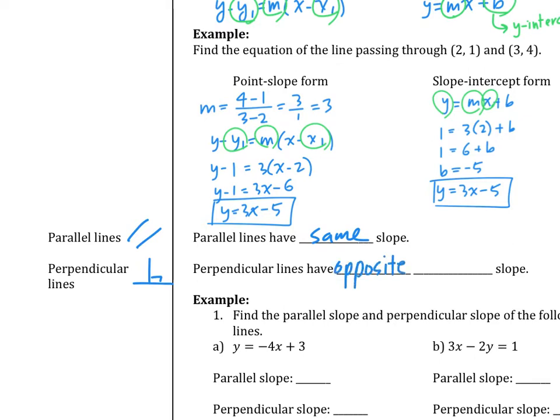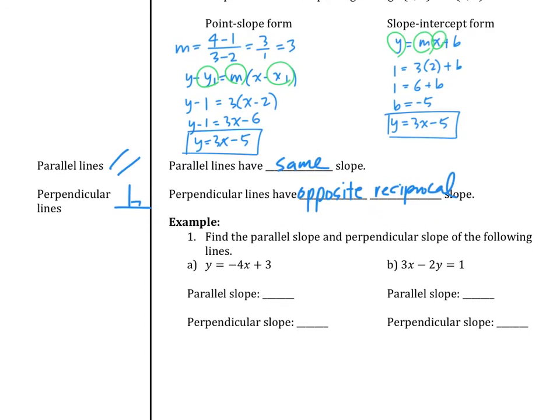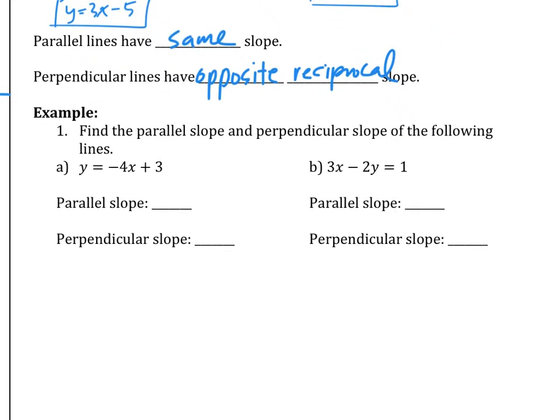So remember, opposite means opposite signs. Reciprocal. Reciprocal means divide that number by 1. So perpendicular lines have opposite reciprocal slope. So let's look at the following question. Find the parallel slope and perpendicular slope of the following lines.